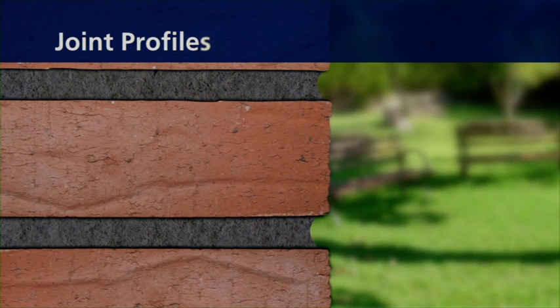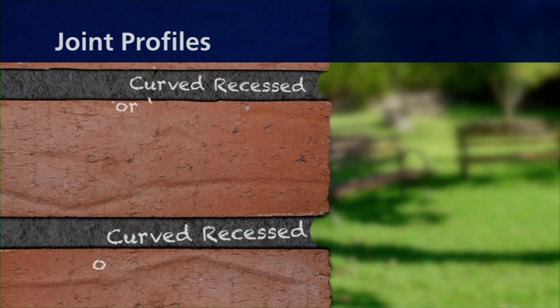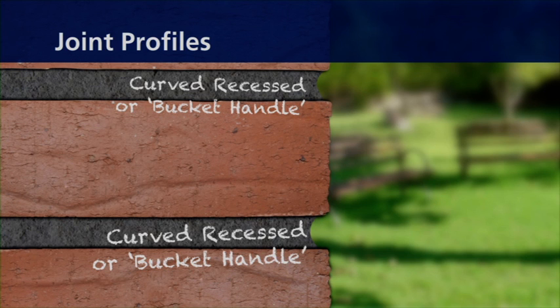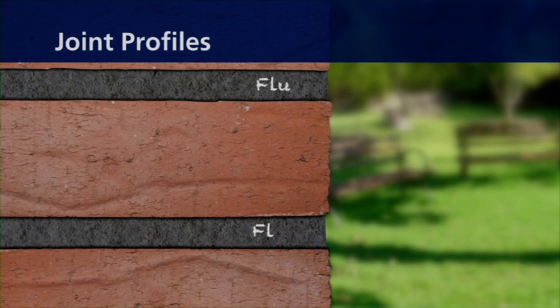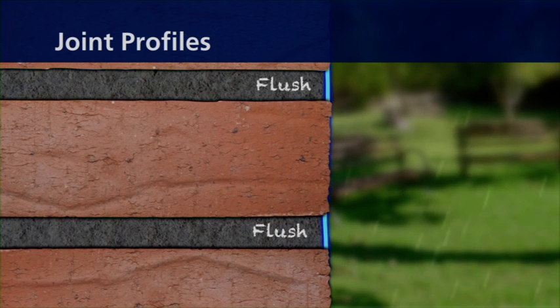There are several different joint profiles that can also affect the look of the final wall. Curved recessed, an efficient joint with a softer appearance. Flush, a common profile that is efficient at shedding water, but it will dramatically alter the overall colour of the brickwork.